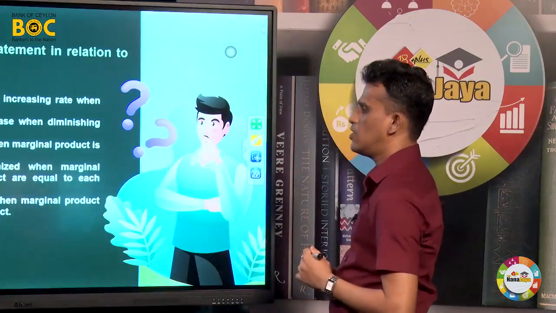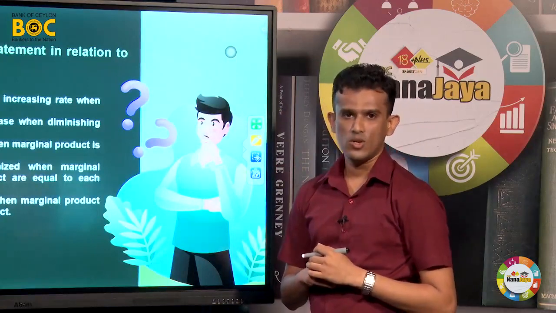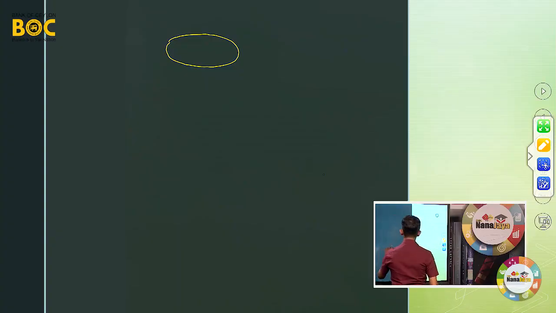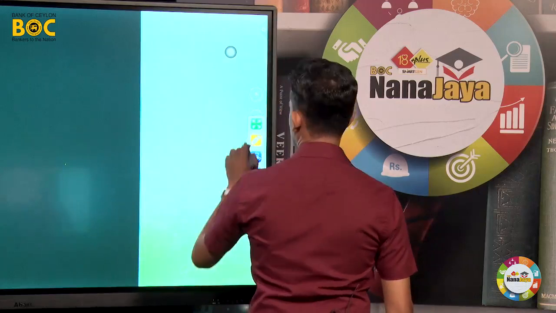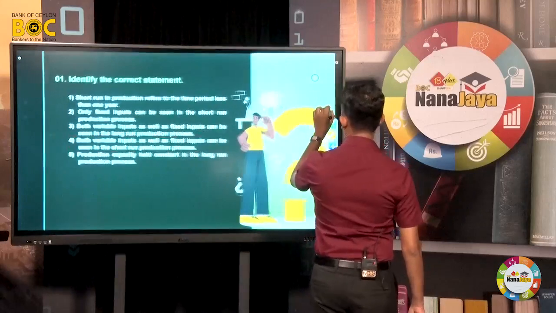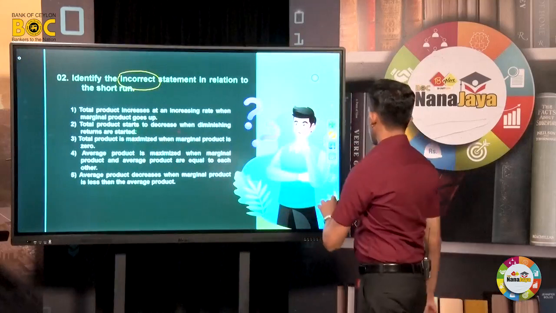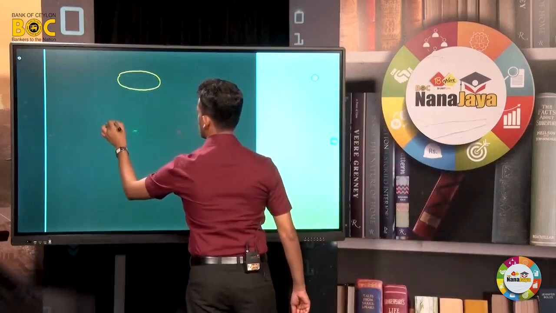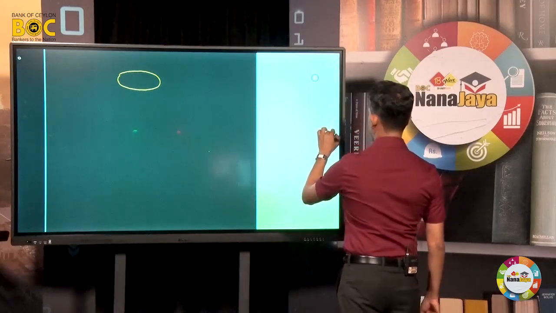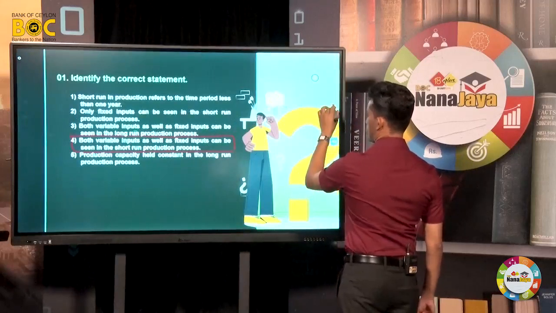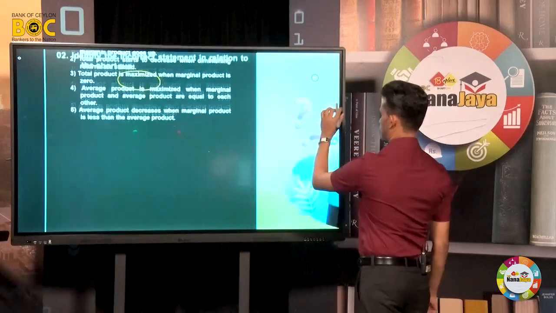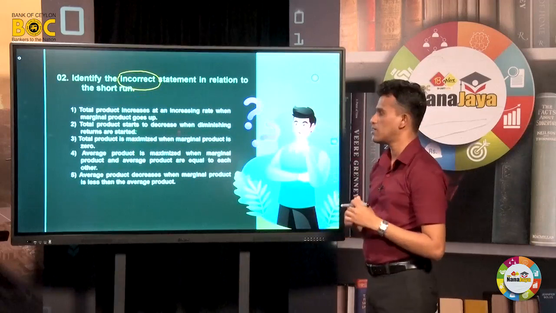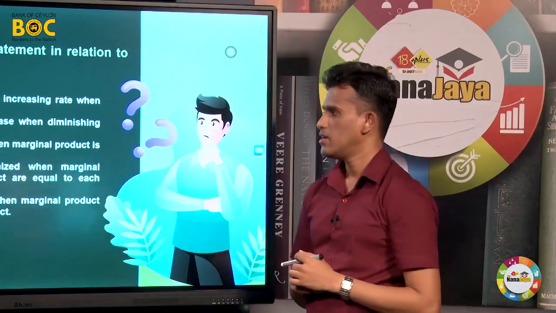We go to the answer. Second answer, total product starts to decrease when diminishing returns are started. No, it is not. The total product increases at a decreasing rate. So, therefore, the second answer, the total product starts to decrease when diminishing returns are started, is a wrong statement. It is not a correct statement. So, therefore, we should accept the second as the answer. We will read the other statements as well.